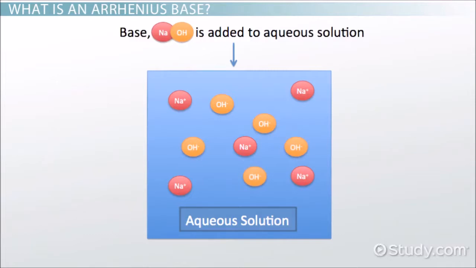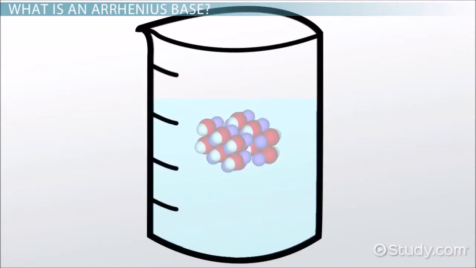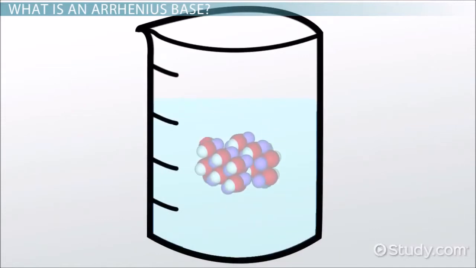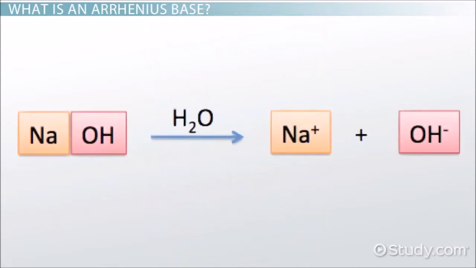Therefore, NaOH is an Arrhenius base. Sodium hydroxide, when dissolved in an aqueous solution, releases hydroxide ions in the solution. Here we can see the chemical equation for this dissociation. The water above the arrow means that the NaOH is added or combined with water and dissociates into sodium, a positive cation, and one or more negative hydroxide anions.